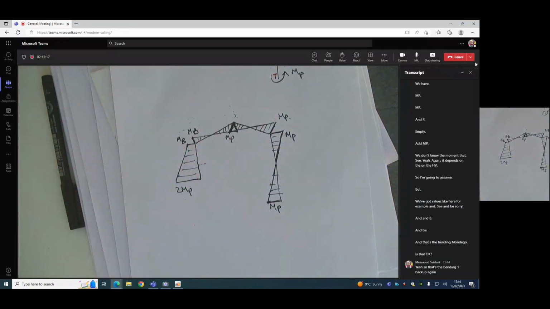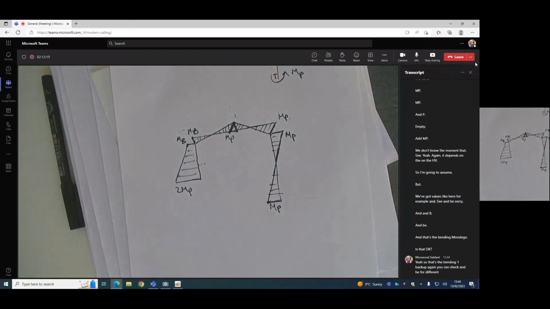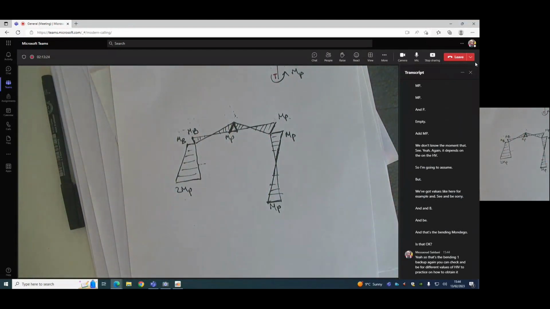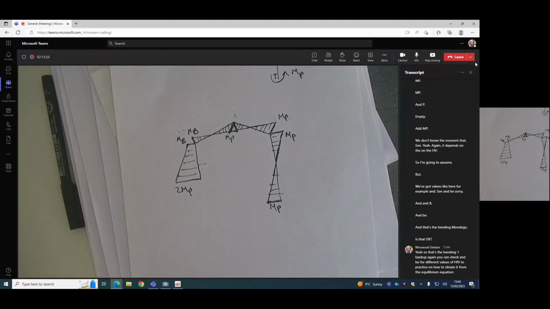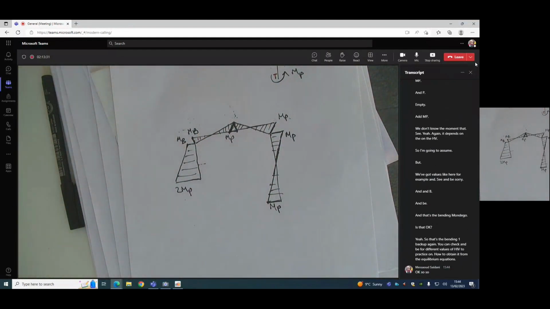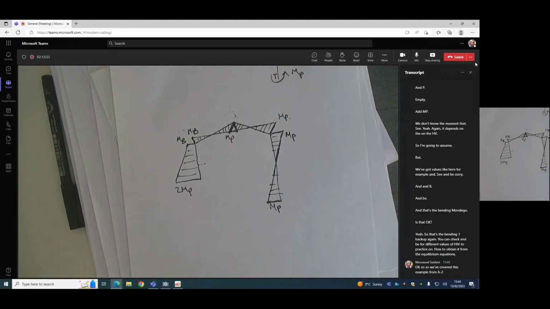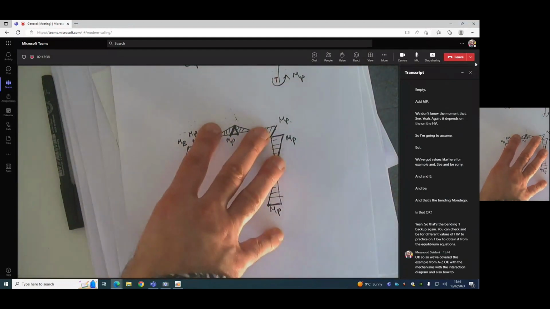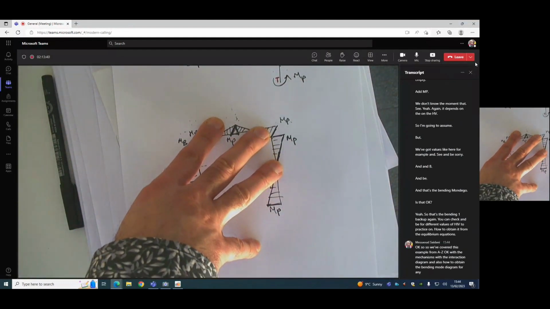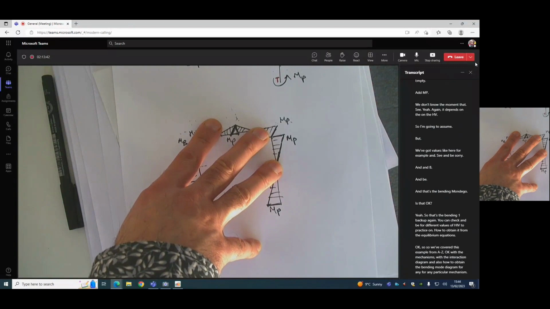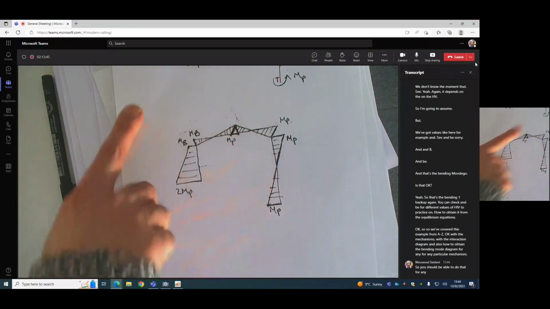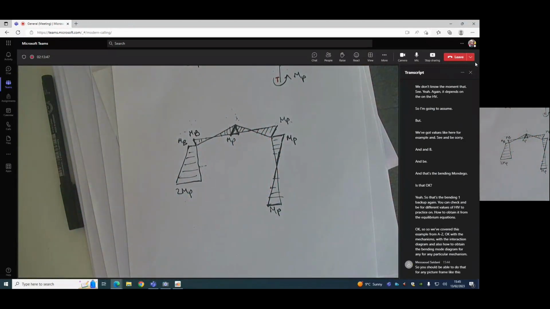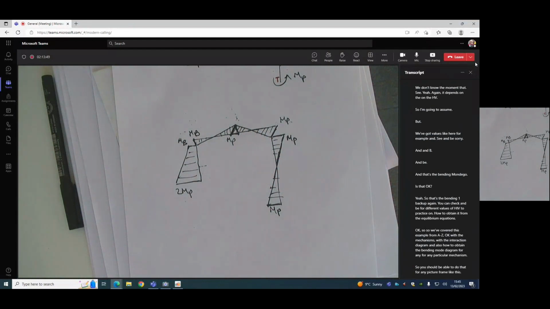Again, you can check MB for different values of H and V to practice on how to obtain it from equilibrium equations. Okay, so we've covered this example from A to Z, with the mechanisms, with the interaction diagram, and also how to obtain the bending moment diagram for any particular mechanism. So you should be able to do that for any pitch roof frame like this. Any questions? Okay.